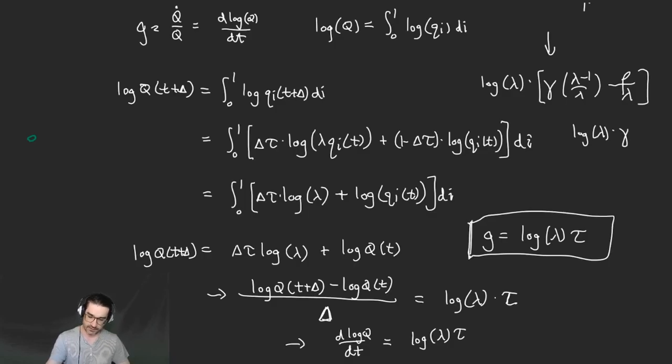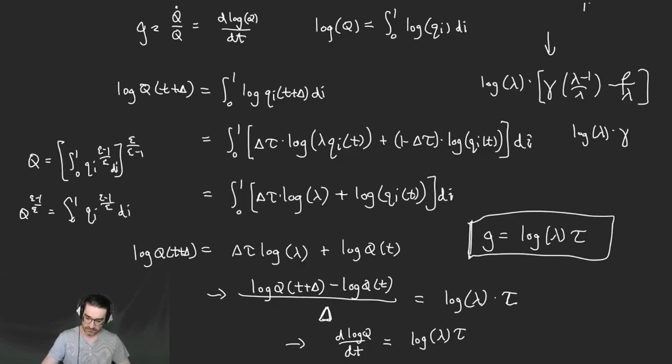in some other world, you might say Q is equal to some integral of all these Q_i's, except maybe the Q_i's are raised to some epsilon power. So like our original aggregator, it's something like this, with di. Maybe it looks like that. In that case, you can do the same thing, in the sense that you can move that exponent over to the other side and express it like this. You can move that to the other side just like we did with the log.